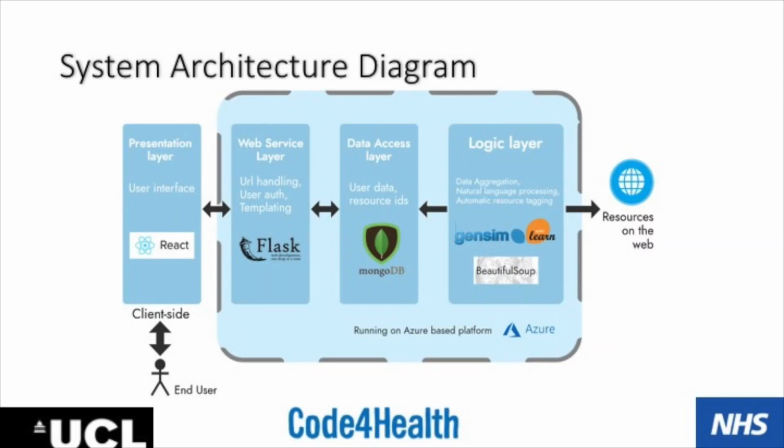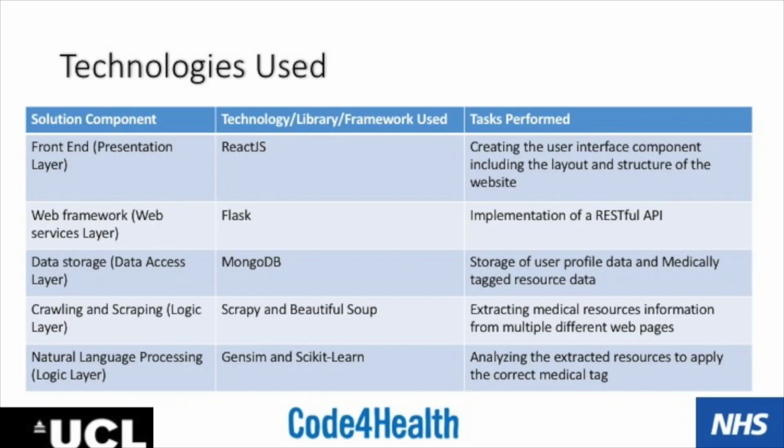The overarching system architecture consists of 4 layers: the presentation layer, web services layer, data access layer, and logic layer. Within the presentation layer, the main technology used was the React JavaScript library. This was used in conjunction with HTML and CSS to create the user interface functionality. This was also where the details for the design and layout were realized and implemented. For the web services layer, we used the Flask micro framework to implement a RESTful API to enable communication between the presentation layer and the backend.